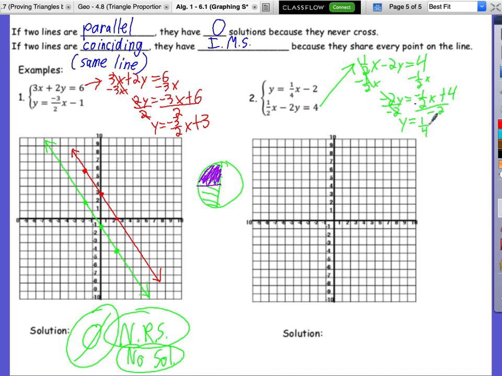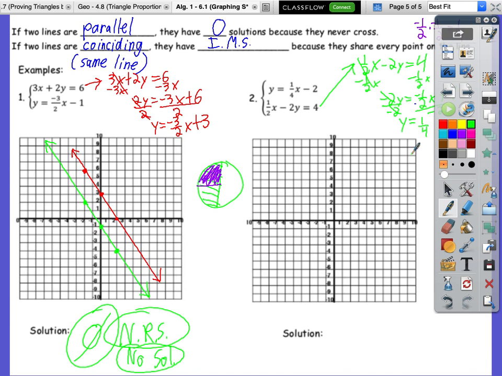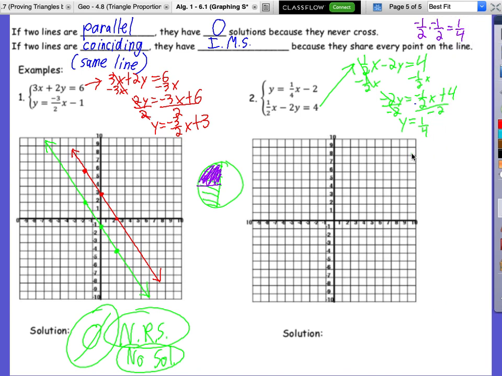What we do mathematically there is, when we divide by the 2, it's the same thing as taking negative 1 over 2 times negative 1 over 2. When we multiply fractions, we multiply straight across. Negative 1 times negative 1 is positive 1. 2 times 2 is 4. Mathematically, that's how that works out. You can just know that half of a half is a fourth.